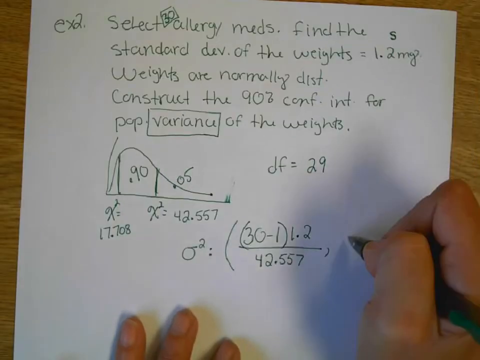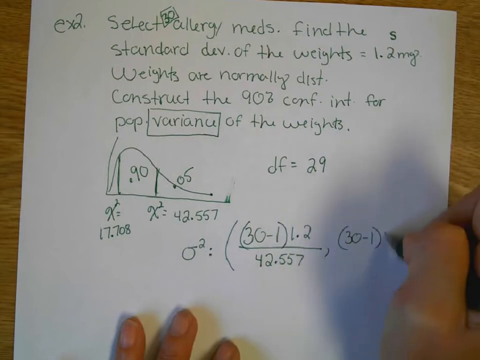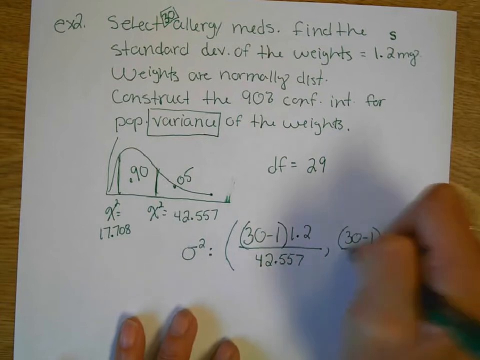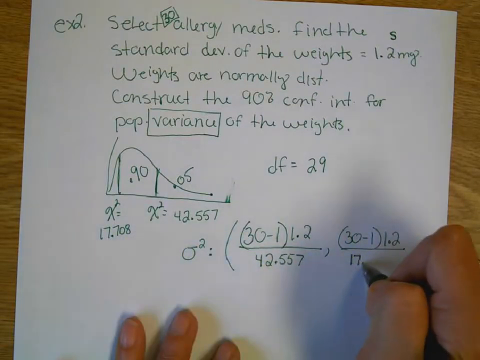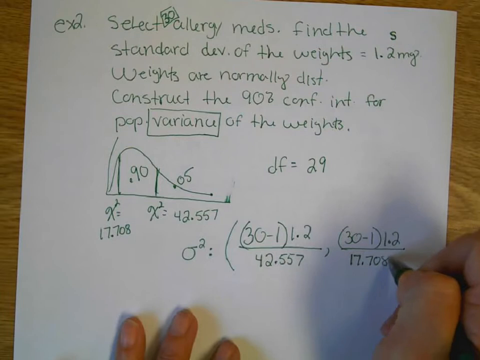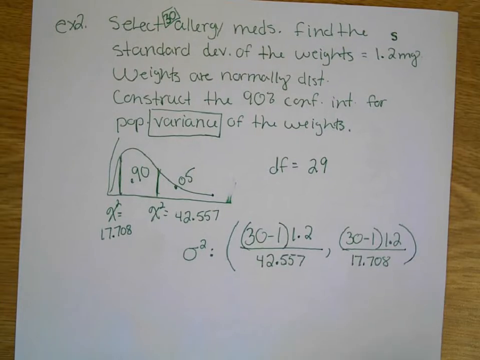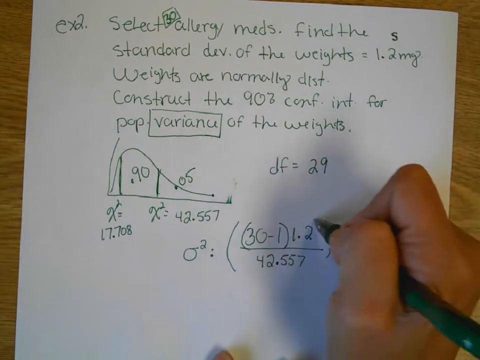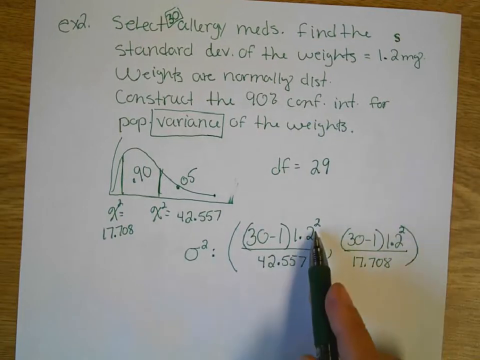And then the other side of the interval, numerator stays the same. Denominators are the other chi-squared value. Oh, it's s squared. Forgot the squared. I forgot the squared on the 1.2.